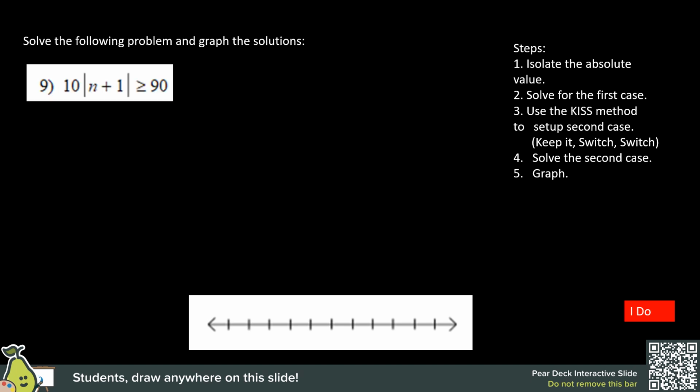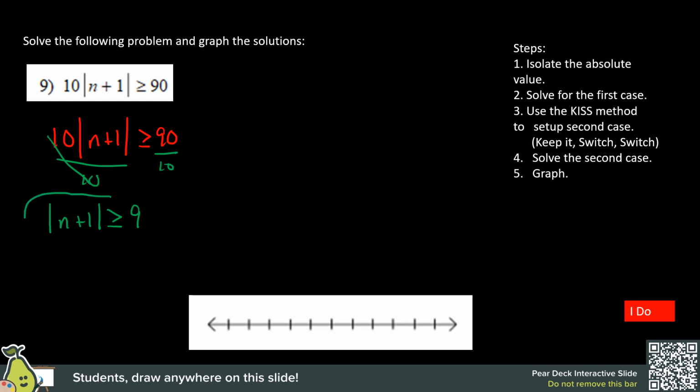And let's do another one here together. So I've got 10 absolute value of n plus 1 is greater than or equal to 90. So I want to isolate this. To do so, I'm going to divide both sides by 10. And I get the absolute value of n plus 1 is greater than or equal to 9.